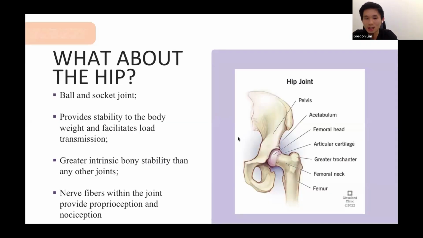So firstly, I'll talk about the anatomy of the hip. It is a ball and socket joint, comprised mainly of 2 bones, the femur and the pelvis. The ball is formed by the femoral head, while the socket is formed by the acetabulum. The primary function of the hip is to support the weight of the body and facilitate load transmission. The hip joint possesses greater intrinsic bony stability than any other joint. And there are also nerve fibers within the joints that provide proprioception and nociception.